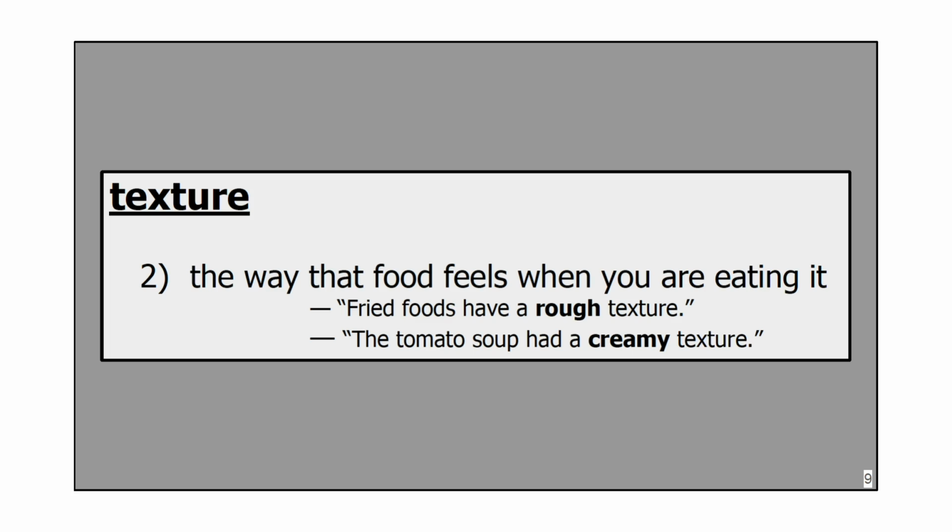Here is another example of the definition in a sentence. The tomato soup had a creamy texture. In this sentence, the word creamy describes the quality of the tomato soup. You can experience the creaminess of the tomato soup through your fingertips or inside of your mouth. Not all tomato soups are creamy, however. Some tomato soups have a chunky texture, but the quality of this tomato soup is creamy.